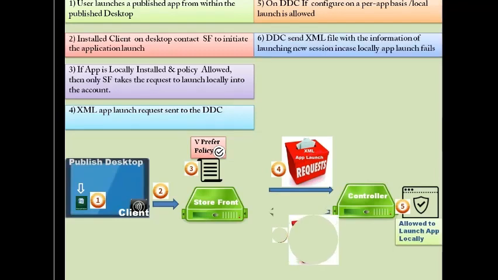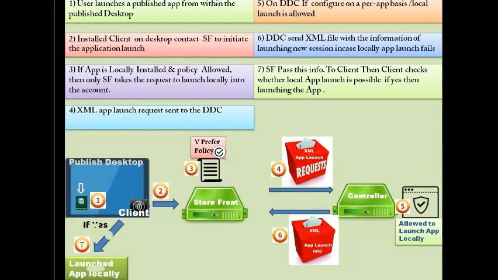Then on the sixth step, the DDC will send the XML file containing the information on how to launch the application back to StoreFront. If local launch is prohibited, it will contain the information on how and where to start a new session. On the seventh step, StoreFront informs the client app how to start the application. The local application is launched if all the feature conditions are met.